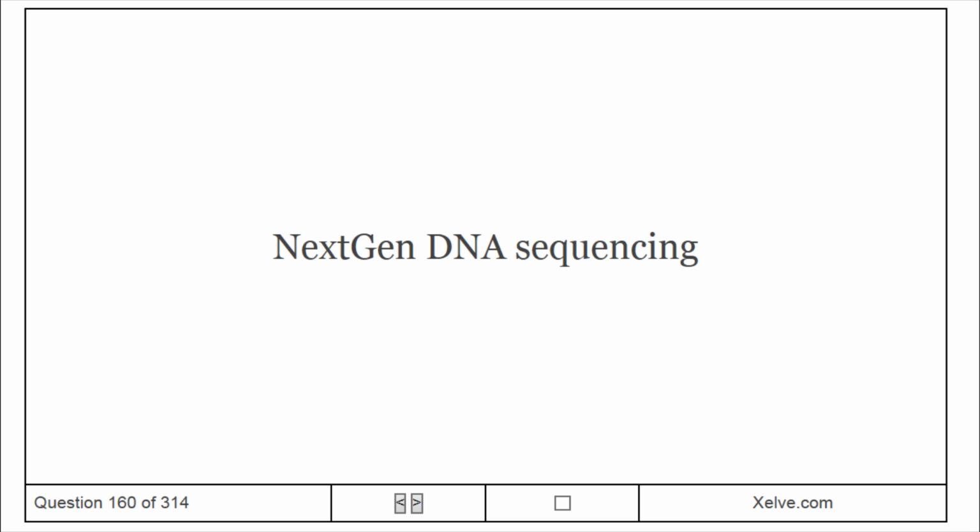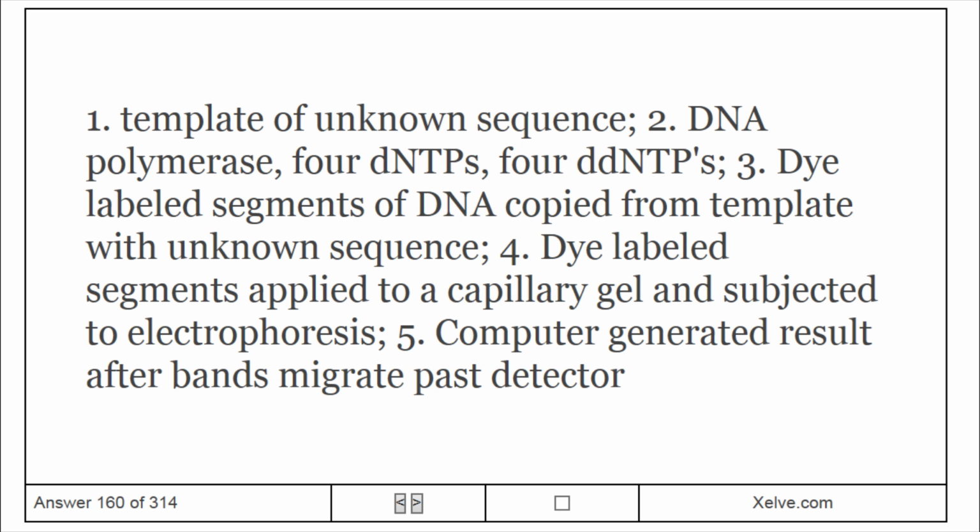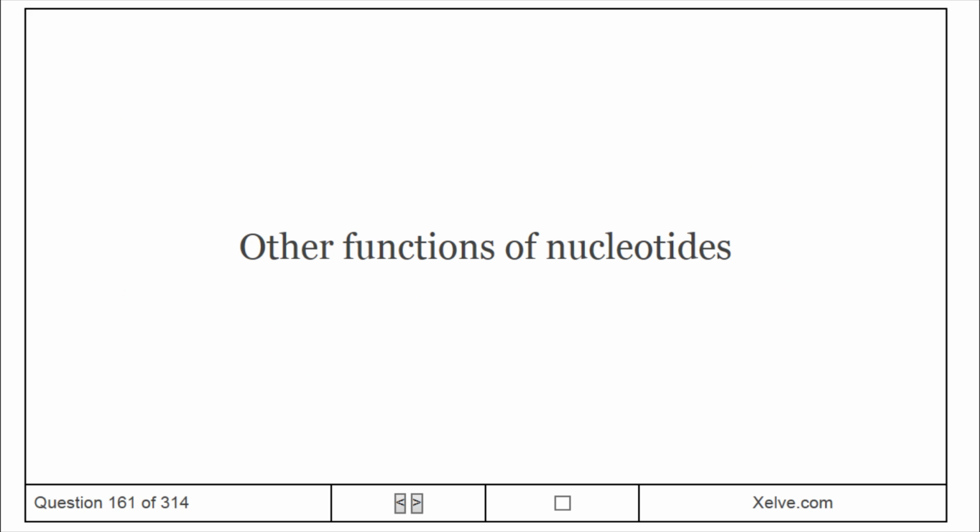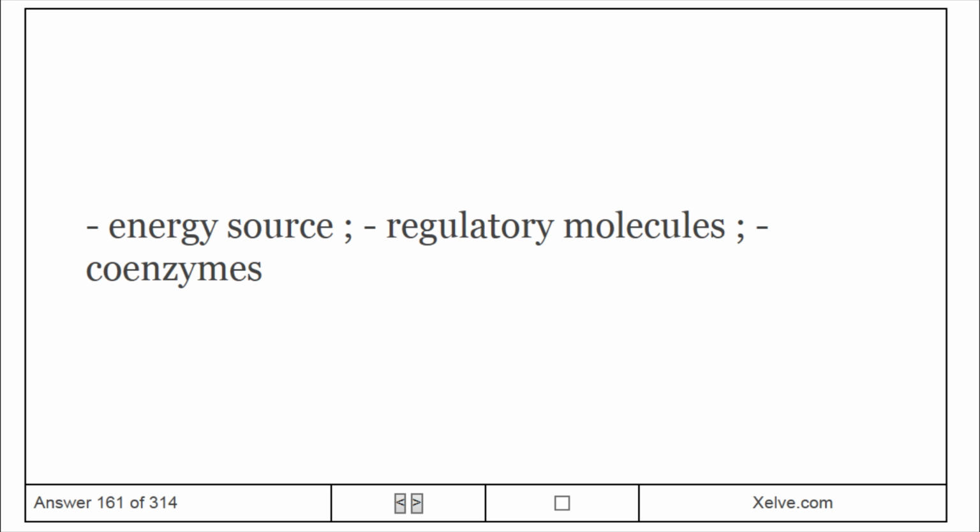Next, DNA sequencing. 1. Template of unknown sequence. 2. DNA polymerase. 3. dNTPs. 4. Dye-labeled segments of DNA copied from the template with unknown sequence. 5. Dye-labeled segments applied to a capillary gel and subjected to electrophoresis. 6. Computer-generated result after bands migrate. Other functions of nucleotides: energy source, regulatory molecules, coenzymes.